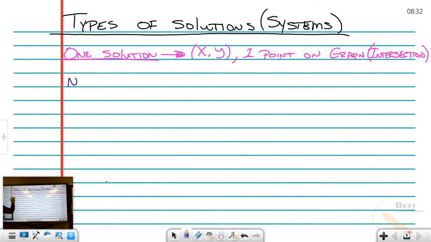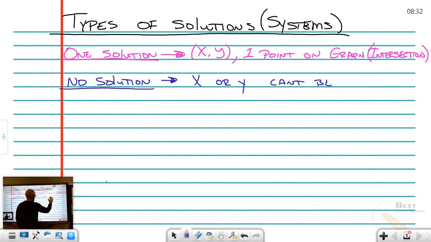All right, no solution. This is when you solve and maybe x eliminates itself and x does not equal anything. It just kind of goes away, and y doesn't equal anything. So no solution is when x or y can't be solved, or you have parallel lines. Okay, parallel lines, or you can think about this as same slope.